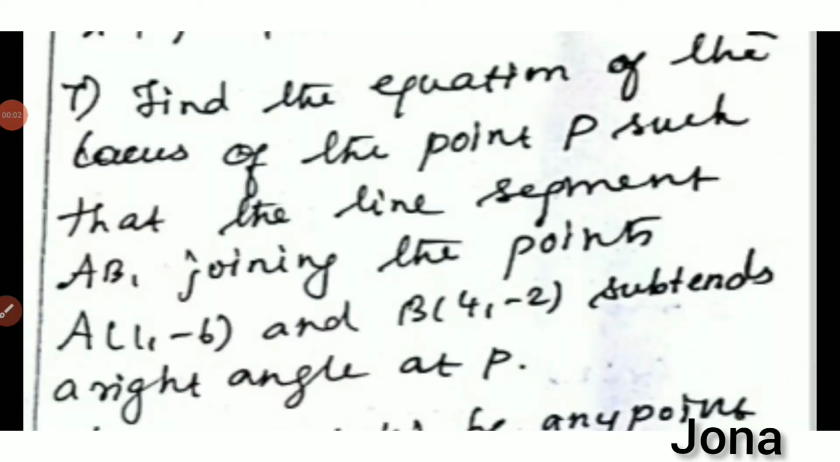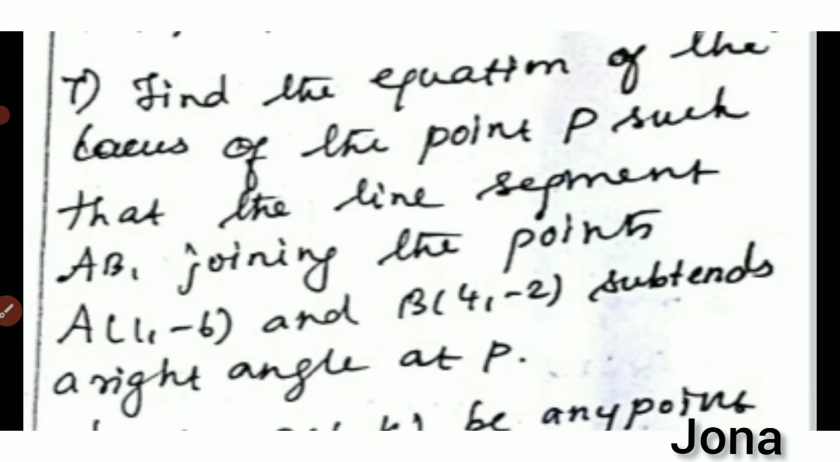Seventh problem. Find the equation of the locus of the point P such that the line segment AB joining the points A(1, -6) and B(4, -2) subtends a right angle at P. We want to find the equation of the locus of the point. Okay, and here it's given the line segment AB joining the points A(1, -6) and B(4, -2) subtends a right angle at P.